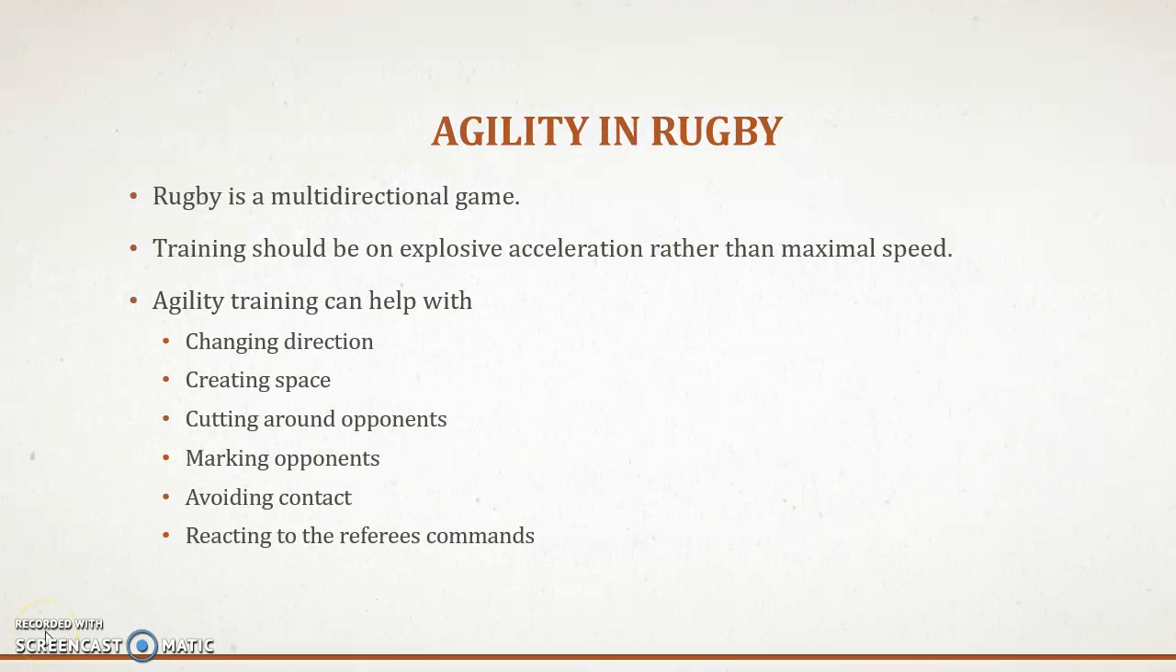So, while straight line speed is obviously important for rugby, the majority of the explosive speed and agility requirements will be of a multi-directional nature. Rugby players sprint over varying distances, not usually more than 5 to 15 metres at maximal intensities, before they need to change direction, hit a ruck, make a tackle, etc. So this means the emphasis in training should be on explosive acceleration rather than maximal speed. Agility training can help in rugby by changing direction, creating space, cutting around opponents, marking opponents, avoiding contact and reacting to the referee's commands.